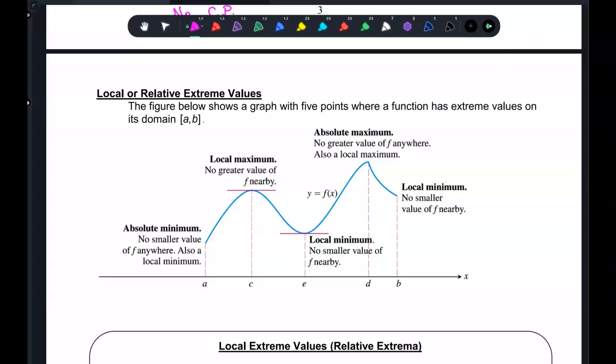Okay, local or relative extreme values. So, the extreme value theorem tells us about the largest and the smallest. But that doesn't mean that there aren't other places where we have turns in the graph, right? We have local or relative, so just make sure you know both terminologies. If I ask you for local or relative, they're the same. Local just means within a smaller interval, and relative means in relation to that smaller part of the graph.